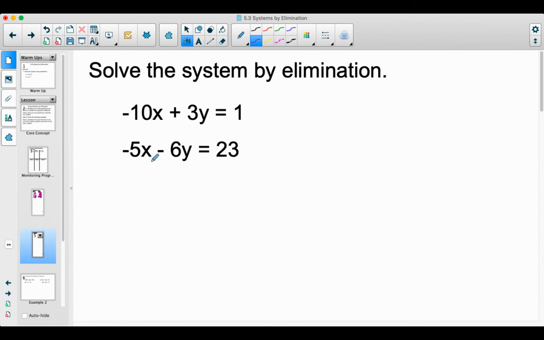Okay, in the first video, we learned the basics of elimination and what the steps were to eliminate. And we did it where the problem just automatically eliminated an x or a y. But now let's look at if I were to add these two equations together. Notice that these don't just automatically eliminate.